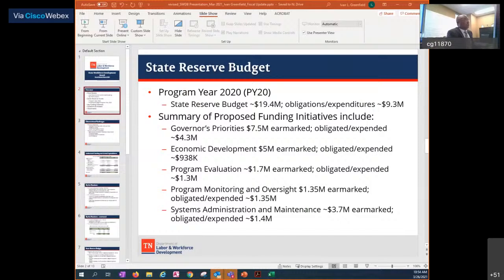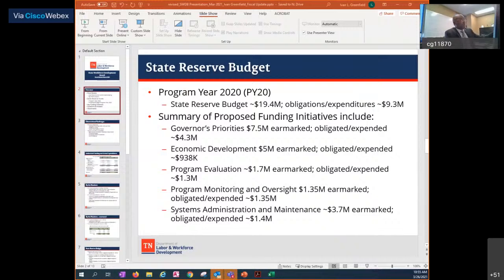Then the next bullets are the budgets that we had earmarked. We had earmarked 7.5 for governor's priorities, which were things like supporting reentry, rural area development, and things of that nature. Economic development was to support our partner deals with ECD to provide additional dollars to local boards, and we also have consolidated business grants that we put out there to support local businesses through the local boards. Then we had program evaluation and program monitoring and oversight of 1.7 and 1.35, and then ended with 3.7 in systems administration and obligations.